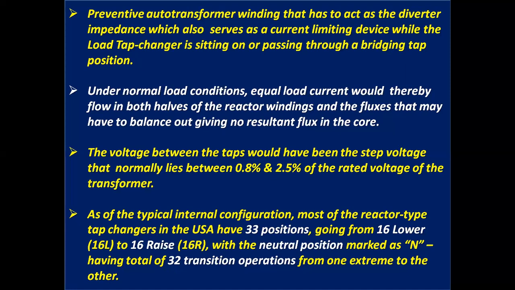As a typical internal configuration, most of the reactor type tap changers in the United States of America have 33 positions, going from 16 lower to 16 raise, with the neutral position marked as N, having a total of 32 transition operations from one extreme to the other.